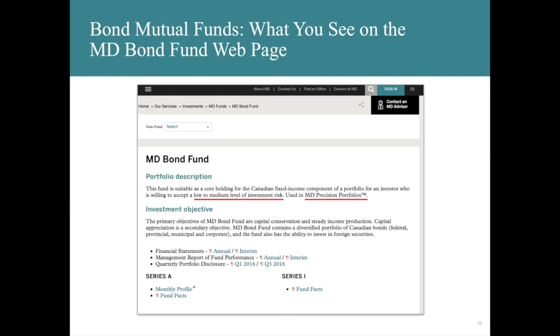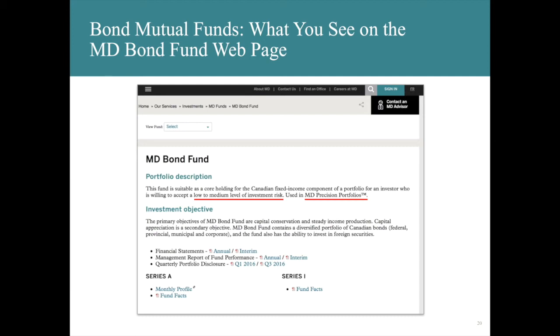It describes MD Bond Fund as a low to medium level of investment risk, and mentions that it is used in MD Precision Portfolios. Interesting information, but what does that mean in more practical terms? Low to medium level of investment risk, we talked about that a bit earlier. Equities would tend to be more volatile, and as such are perceived to be riskier. MD Bond, because it primarily invests in good quality Canadian corporate fixed income instruments or bonds, will have a lower level of risk or volatility than those pure equity products.